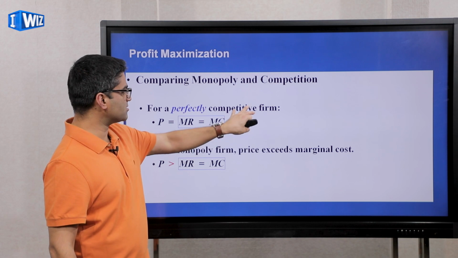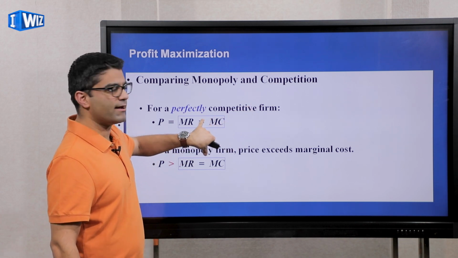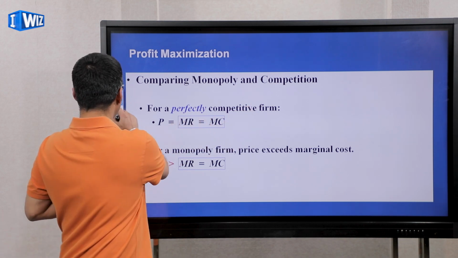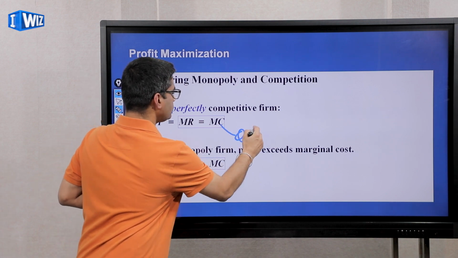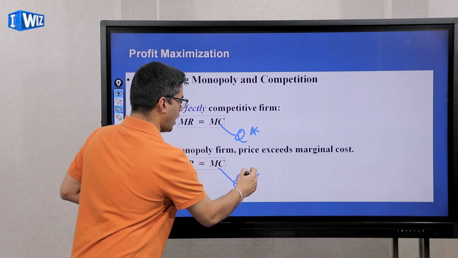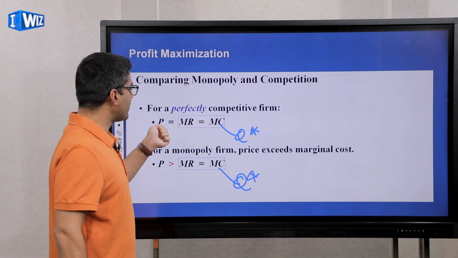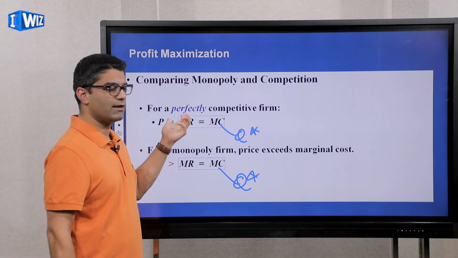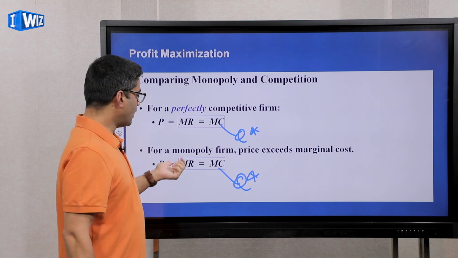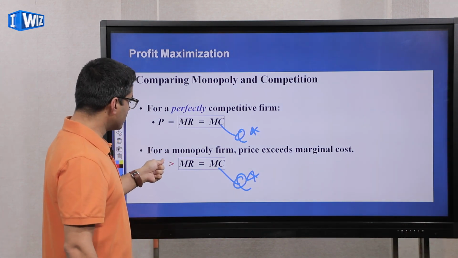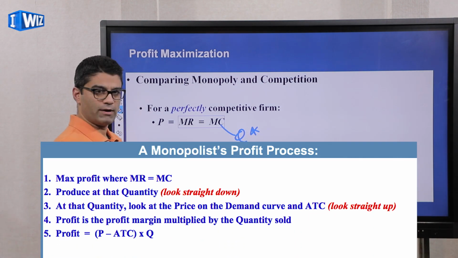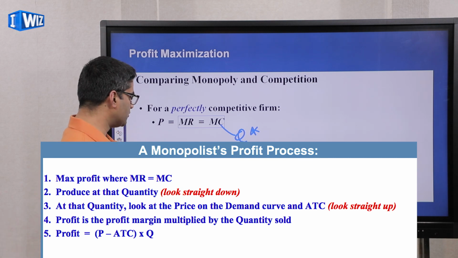So both a monopolist and a perfectly competitive firm first look at where MR equals MC because that tells them what quantity they should produce. However, in terms of the price, a perfectly competitive firm cannot charge a price higher than the market price, which ends up being MR. So they're all equal. However, for a monopolist, the price that a monopolist charges is more, and you should refer to your graphs from the previous couple of videos to make sure you understand that, more than the marginal cost.